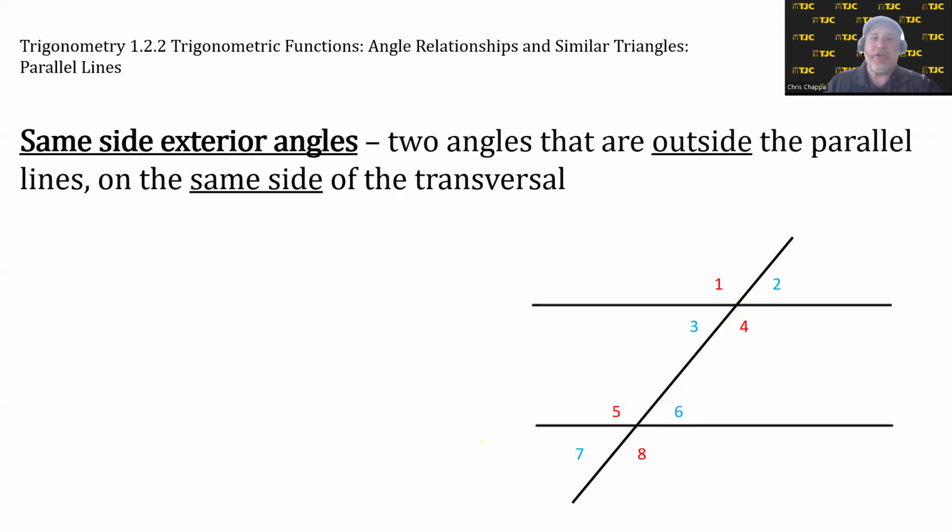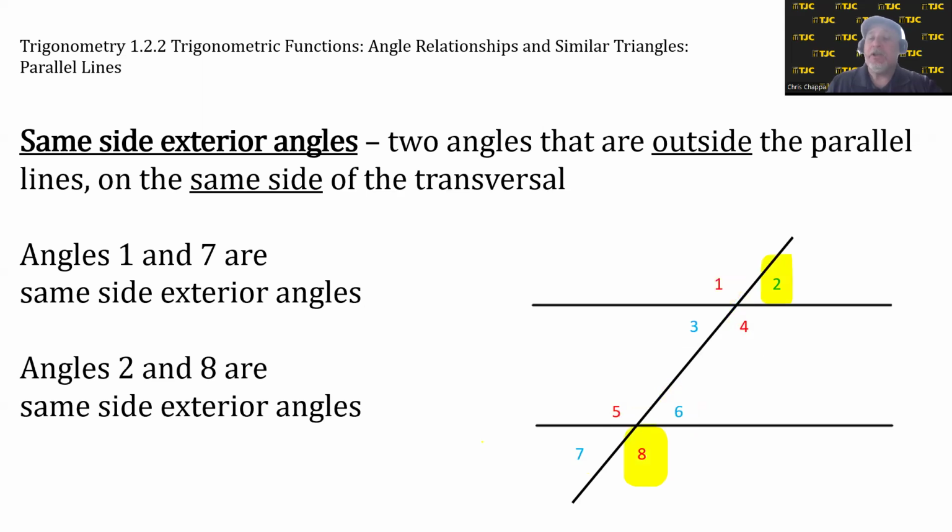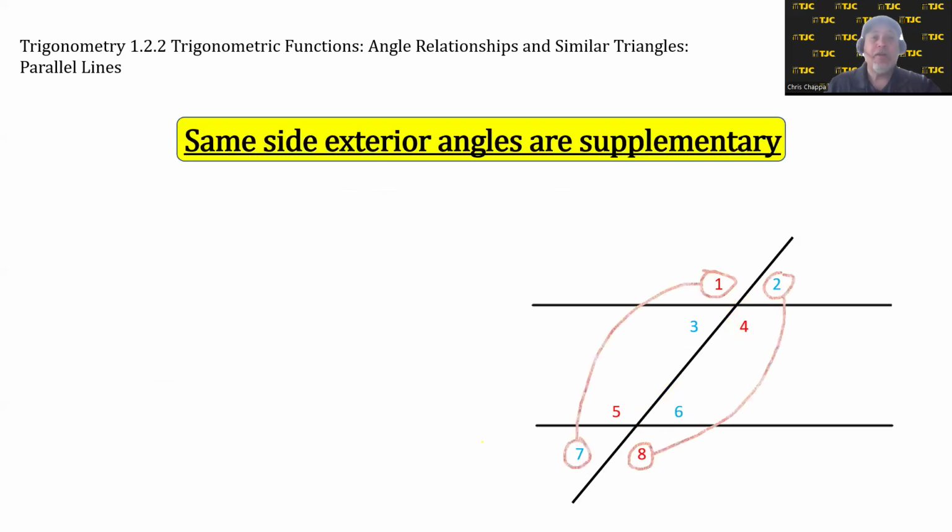Same side exterior angles is the same idea, except outside of the parallel lines. There are 2 pairs of same side exterior angles. 1 and 7, notice they're opposite color. 2 and 8, notice they're opposite color. Opposite color in this picture means supplementary. Same side exterior angles are supplementary.